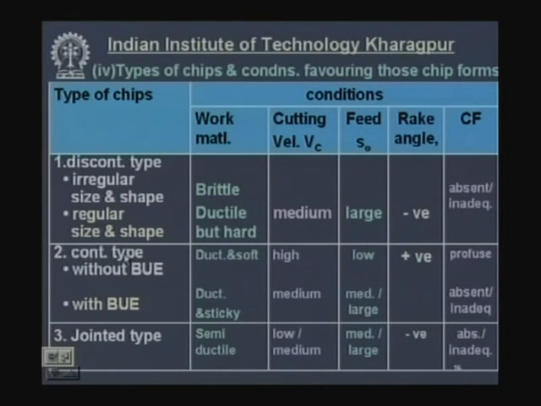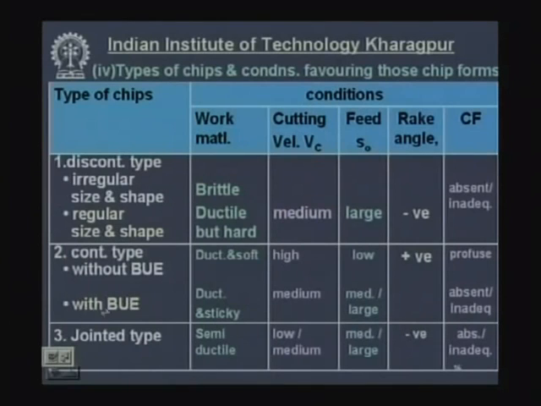Now, continuous type chip. The continuous type chip obviously develops when the work material is ductile. There are two categories, without built up edge and with built up edge. When it is without built up edge, the chips will be very uniform, continuous, smooth, sharp, and that is a very favorable condition. When there is a built up edge along with this continuous chip, the chips will be continuous, but not very uniform. There is some waviness or the surface will be rough, and all these things appear because of the existence of built up edge under the chip surface.